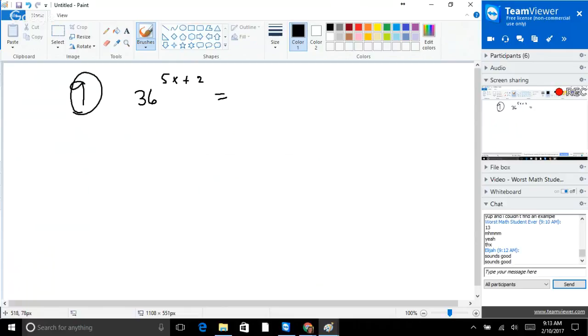Equals 1/6 to the 11 minus x power. Okay, so what we have here is an equation, right? But unfortunately, in our equation, all the variables are in the exponents. So how do we solve things that are in the exponents?